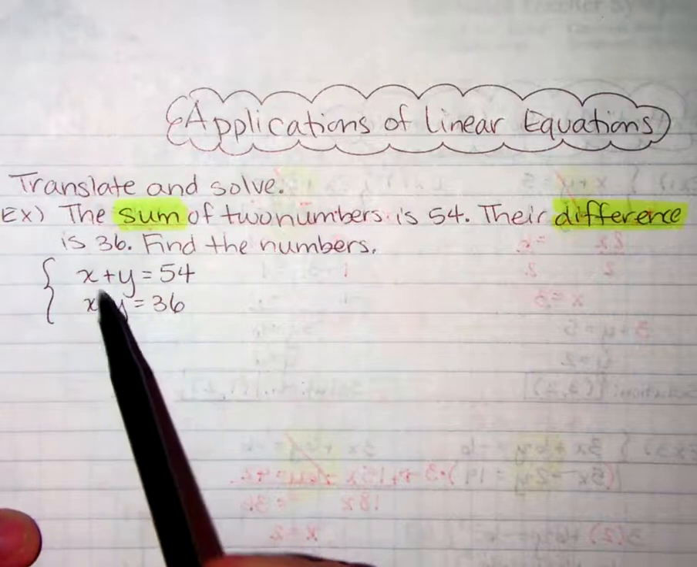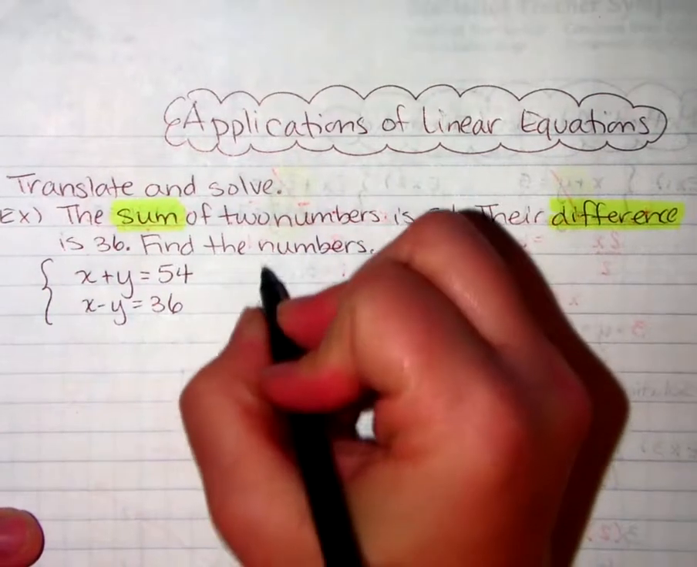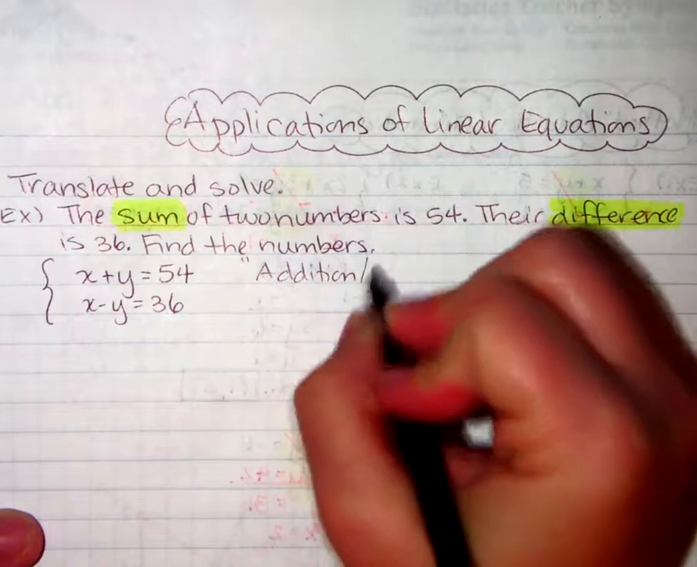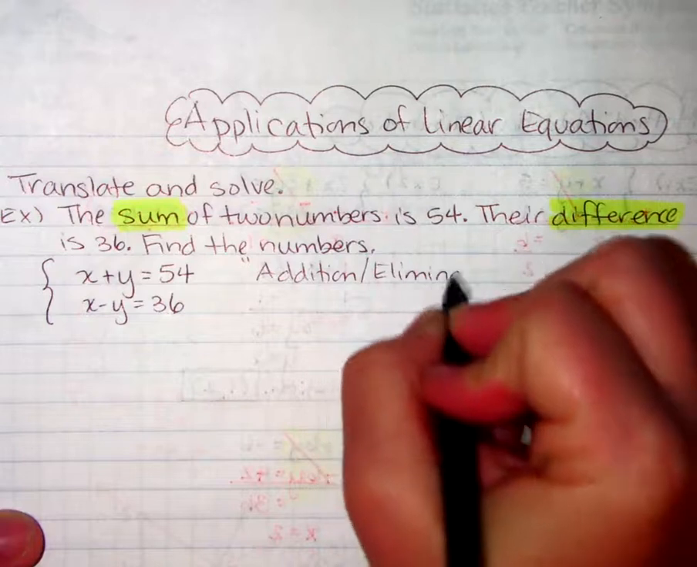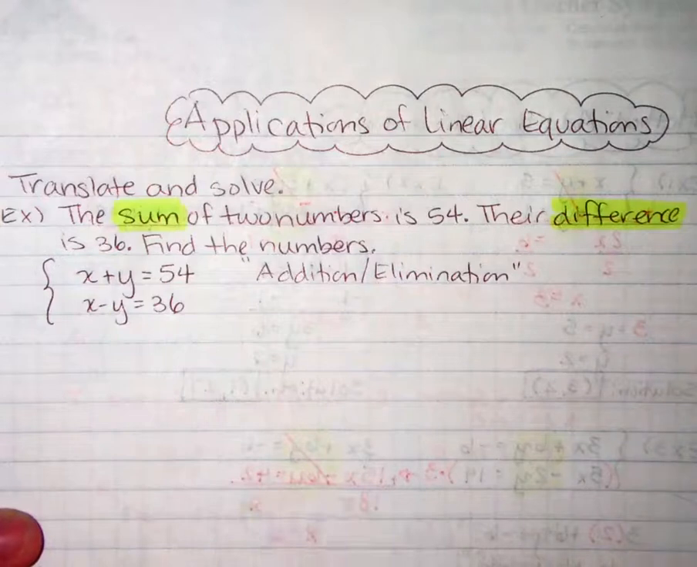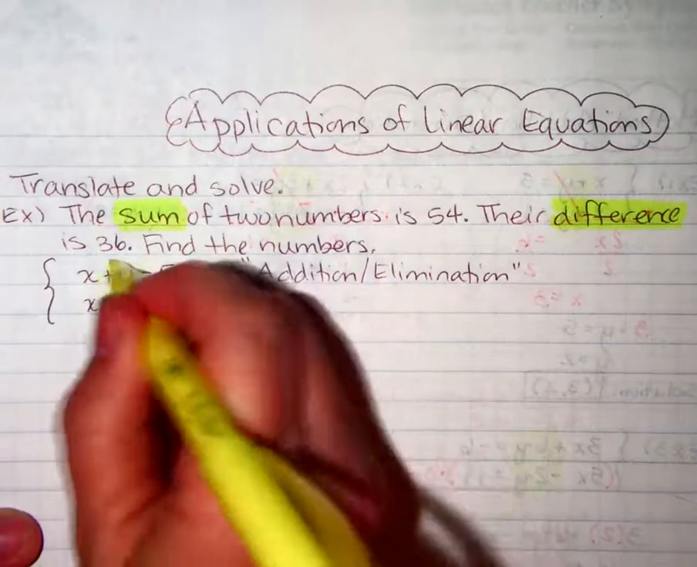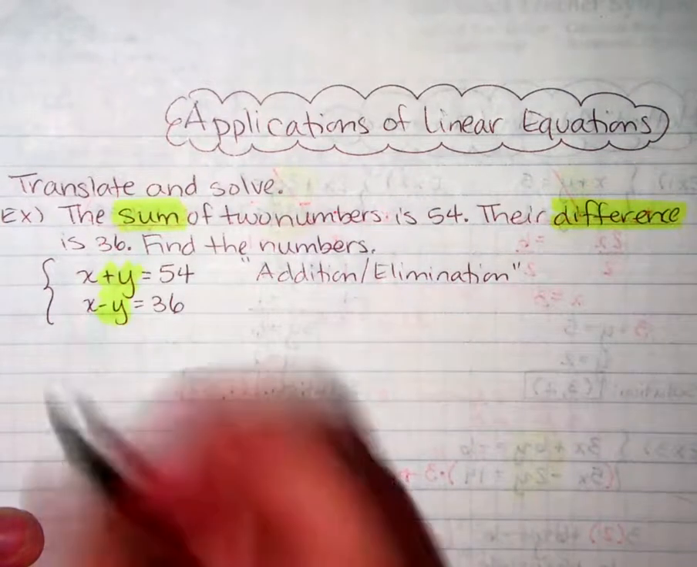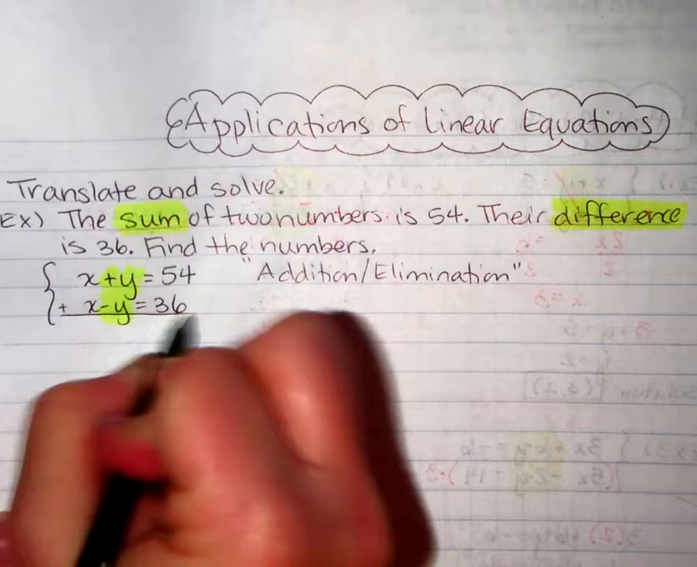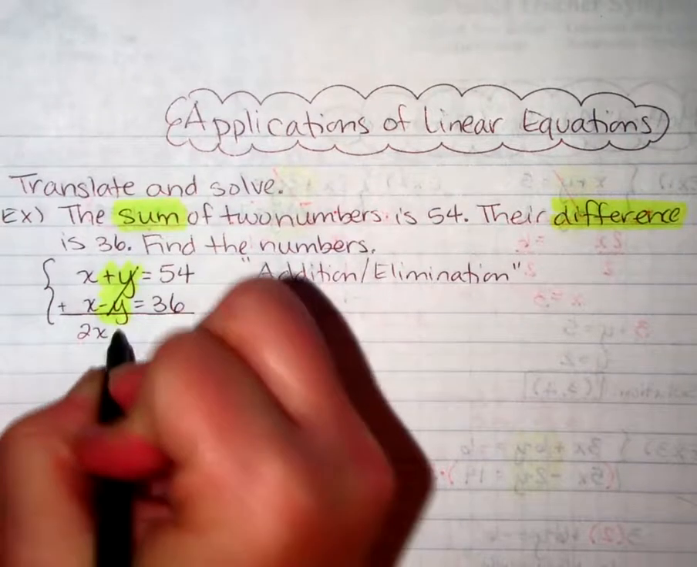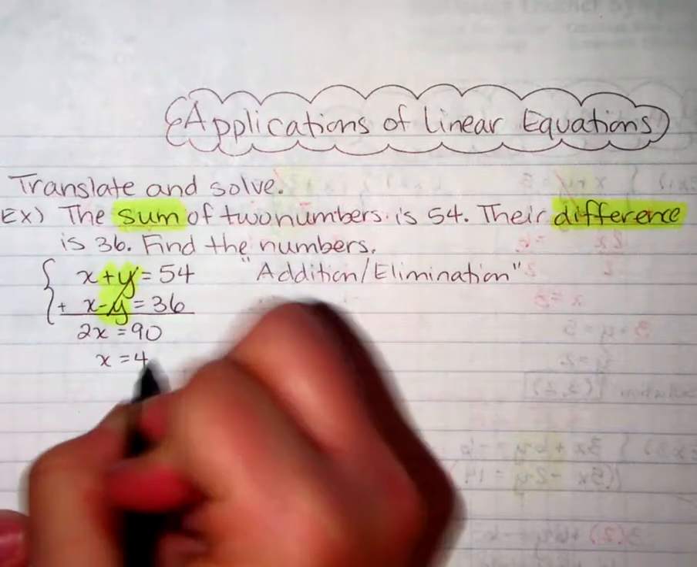Now that I have my system, I'm going to use my addition elimination technique. So I'm just going to write that down. The reason I'm going to choose that is because my y variables are already opposites of each other. And so when I add these two equations together, I'm going to get 2x equals 90. And when I divide by 2, x is 45.